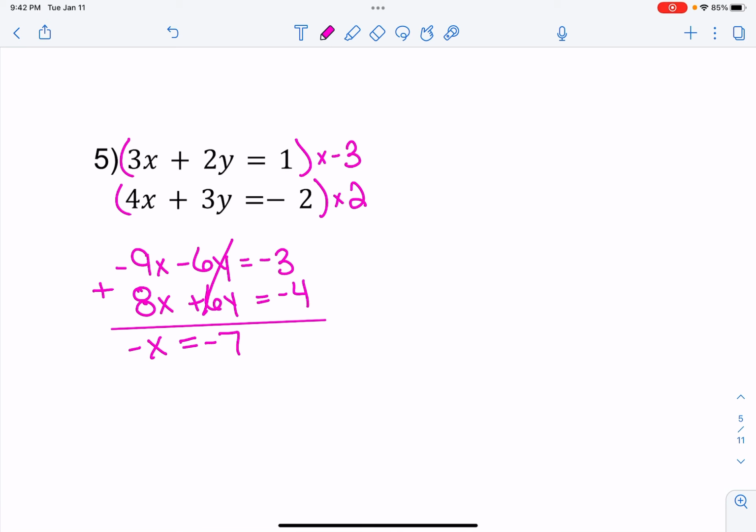We are not done just yet because that x still has that negative out front. So we need to get rid of that negative. Remember, that is just like an imaginary -1. So we just have to divide both sides by that negative to get rid of it. And that gives us x equals a +7.